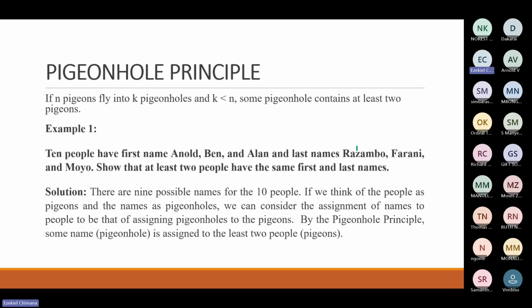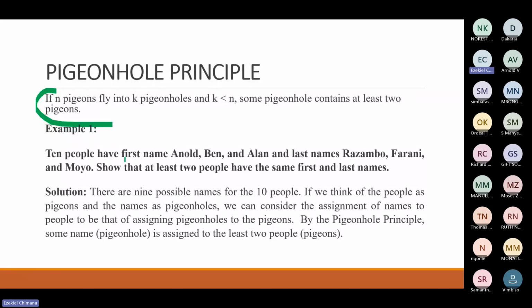It's very basic, but maybe we just wanted to see whether you are able to elaborate the principle. So if n pigeons fly into K pigeonholes and K is less than n, some pigeonhole contains at least 2 pigeons. This is just a repetition of the definition.